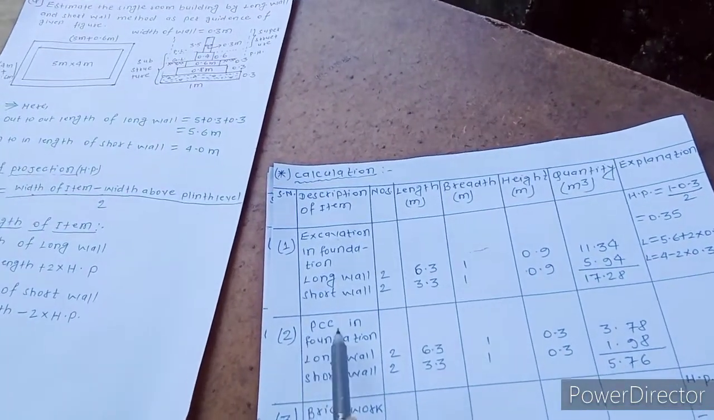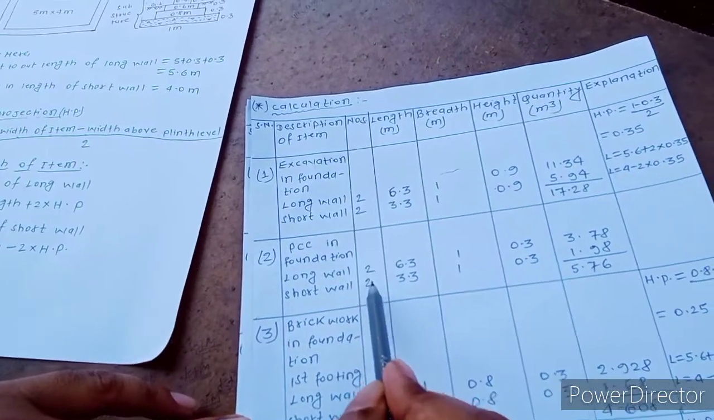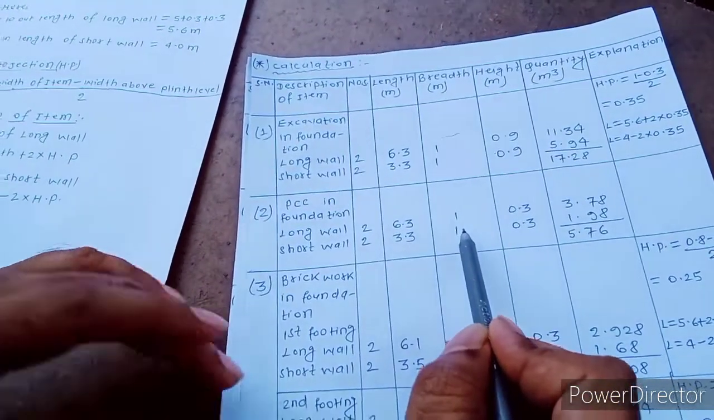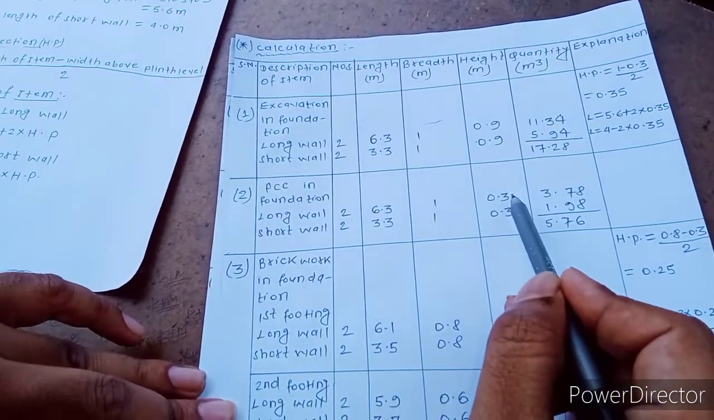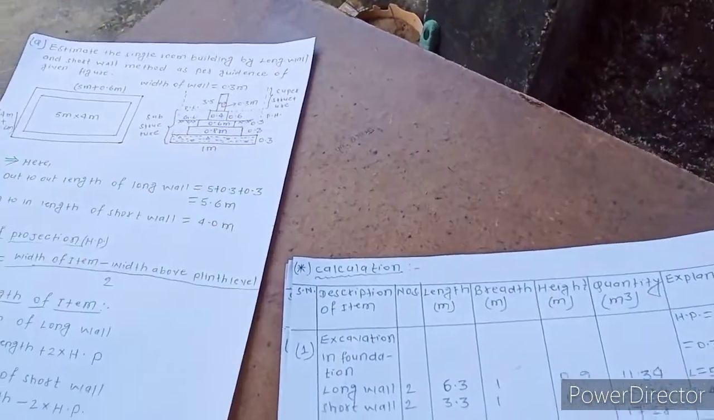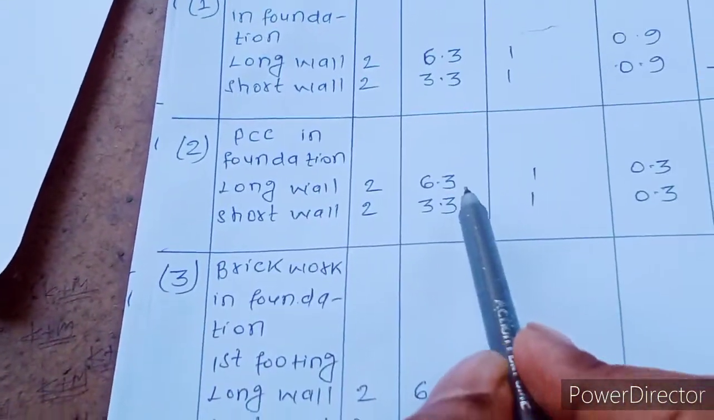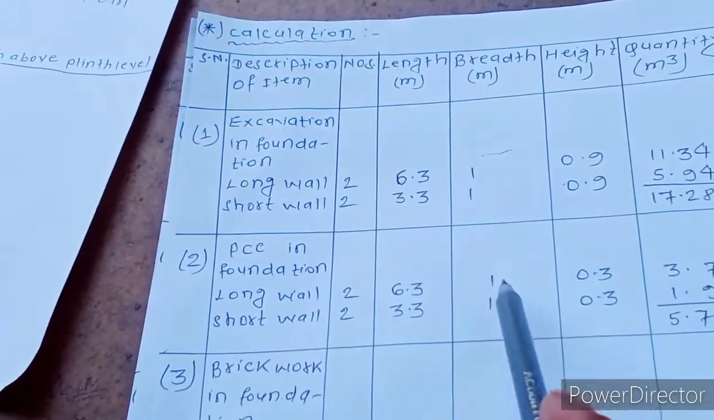Similarly, for PCC work, in foundation long wall and short wall, the number is 2 and 2. Here the width is also the same, only the height is different, only 0.3 meter. Here it is only 0.3 meter for PCC work, 0.3 and 0.3. Here the breadth is the same.